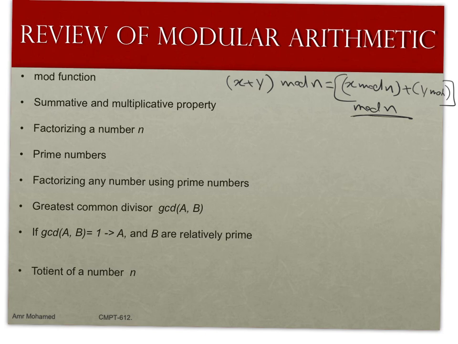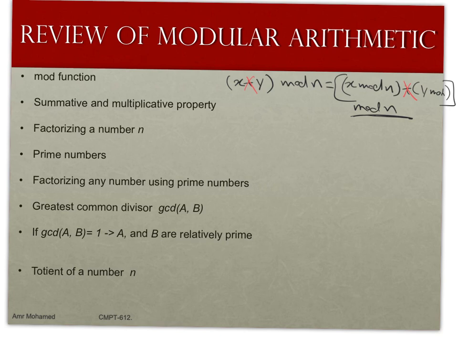Why do we have mod n at the end? Because if you take the mod and apply it on each number individually, the summation might be more than n, so we have to take another mod outside. Okay? If I change this to multiplication, that in fact applies too. So the mod has the summative and multiplicative properties.